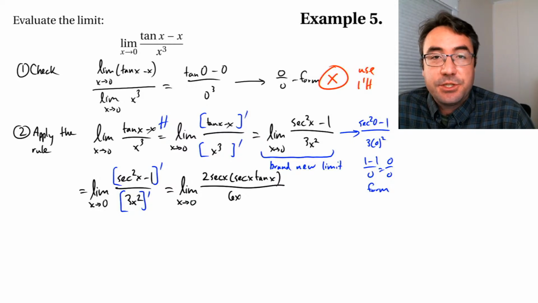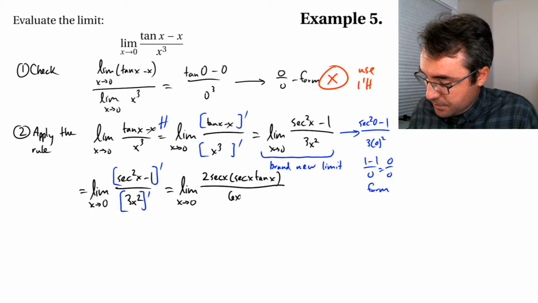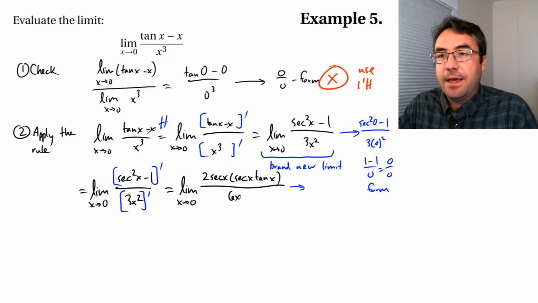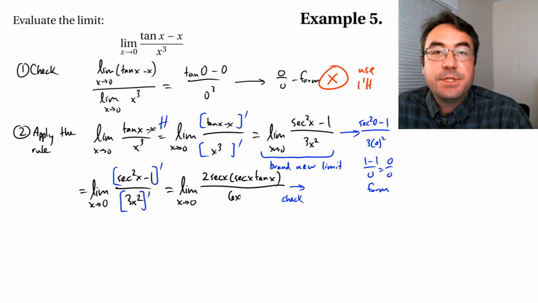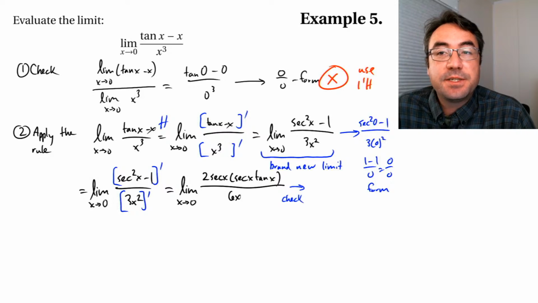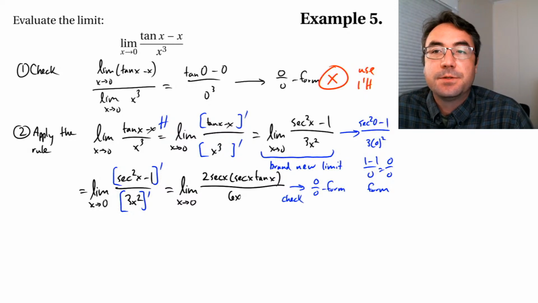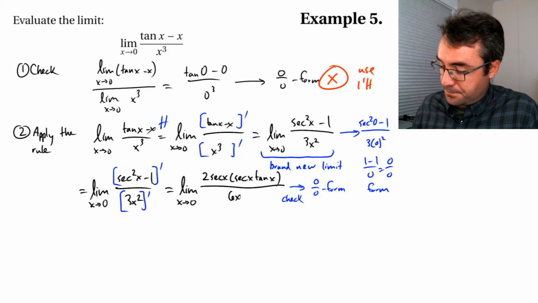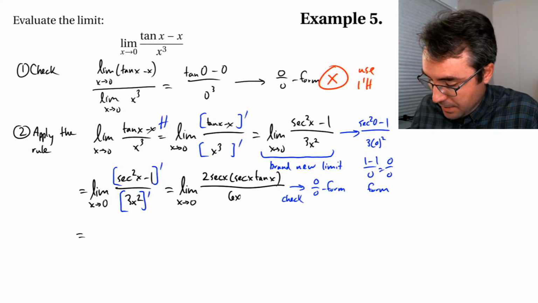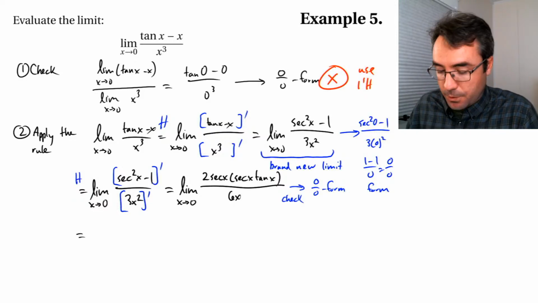All right, let's check those. So we have a brand new limit here. Let's check to see what's happening. So we just plug in. And if we do that here, tangent of 0 is 0, and 6x is 0, so we end up with 0 over 0 again. Another indeterminate form. So we have to try using the rule yet again. And let's not forget to mark down where we apply the rule. So we're going to apply it again.